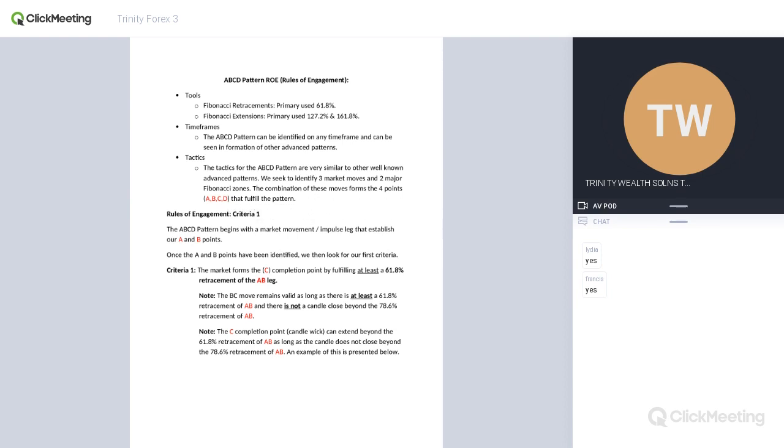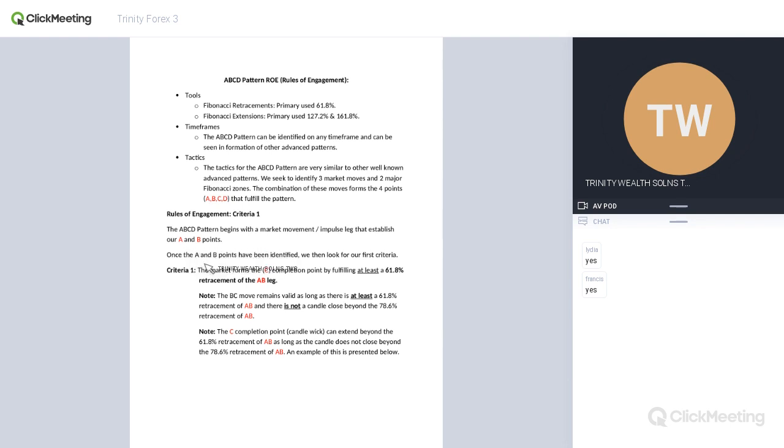Rules of engagement, criteria number 1. The ABCD pattern begins with a market movement, an impulse leg or a swing, that establishes our A and B points. That's a move from high to low. The high becomes our A and the low becomes our B. That's the swing, and that's how we're going to mark it in the platform. So the pattern starts off with a move from point A to point B. We mark A and B.